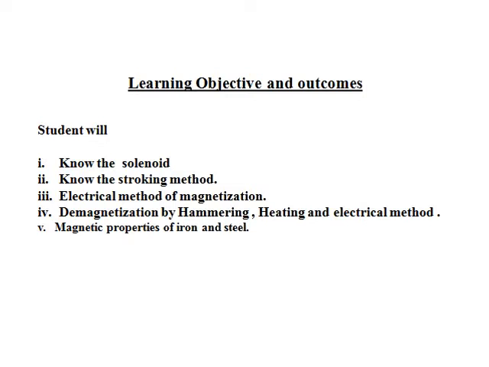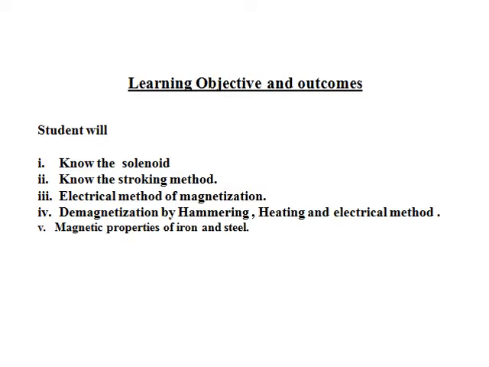Demagnetization methods will also be discussed, such as hammering, heating a magnet, and the electrical method. For both electrical methods we will discuss the concept of the solenoid, and we will use AC current and DC current for magnetization and demagnetization. The last portion will discuss the magnetic properties of iron and steel. We will compare these two materials.